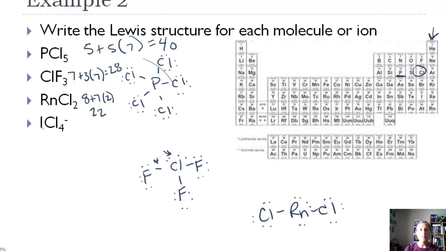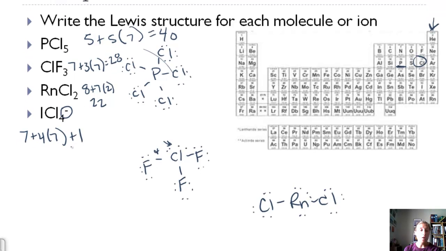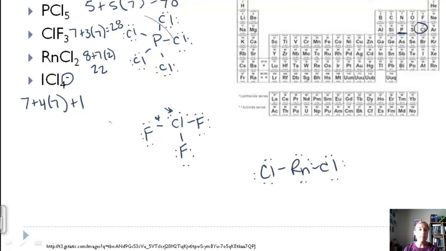So let's look at our last one. We have iodine and 4 chlorines. Iodine is in group 7, so is chlorine. And then we've got this -1 ion, so we're going to add one more. Now, let's say this was a positive ion. Because we're counting up electrons, a positive would indicate that we lost an electron. And so instead of adding one, we would be subtracting one. So keep that in mind for any cations or positive ions.